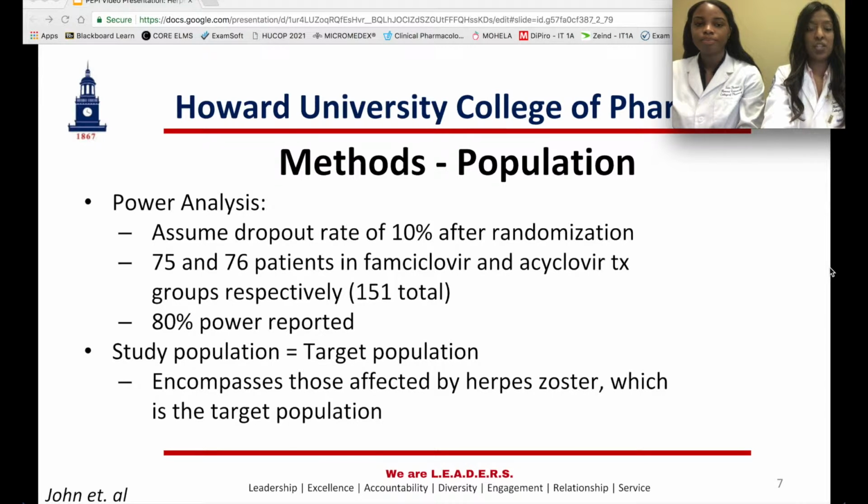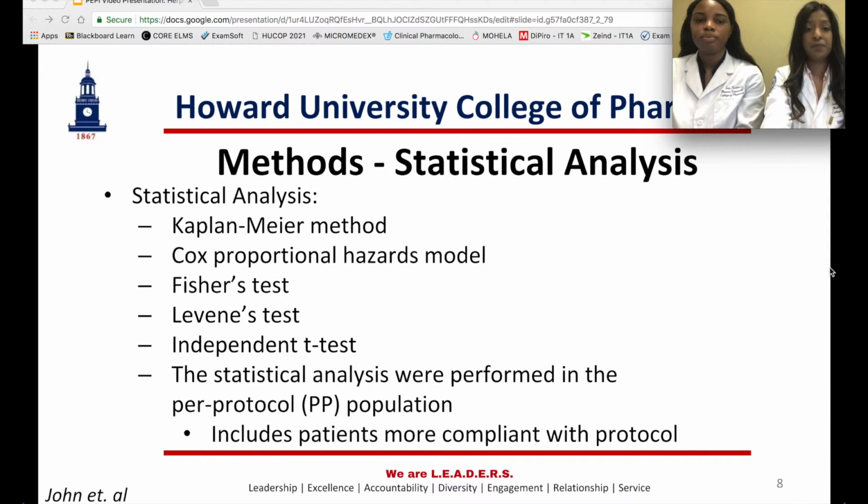So, for the population, a power analysis was done and reported. It assumed a dropout rate of 10% after randomization, with 75 participants in the famciclovir and 76 patients in the acyclovir treatment groups, for a total of 151 participants. According to these statistics, 80% was the power reported. Overall, the study population did encompass our target population, and those were individuals affected by herpes zoster.